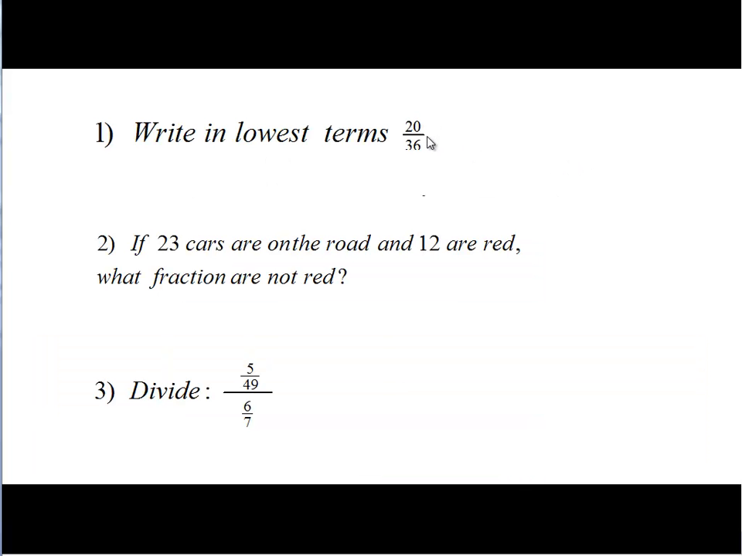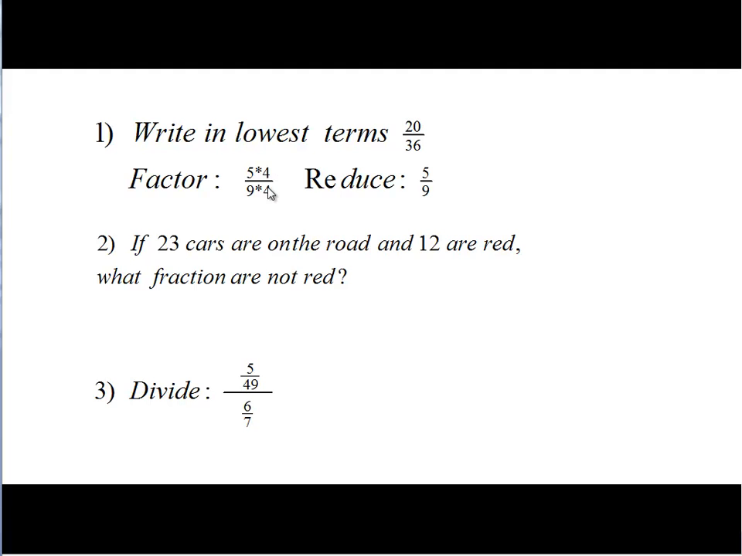Okay, number 1, lowest terms, 20 over 36. If you'll factor both of those, 20 is 5 times 4, and 36 is 9 times 4, and you can cancel the 4's, and you're left with 5 9ths.